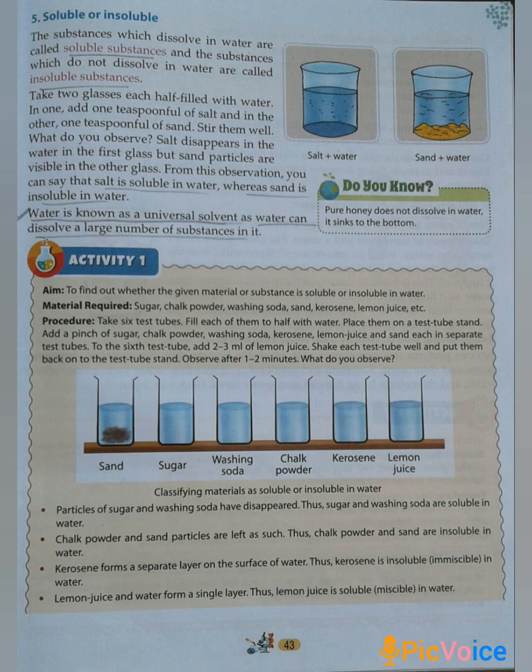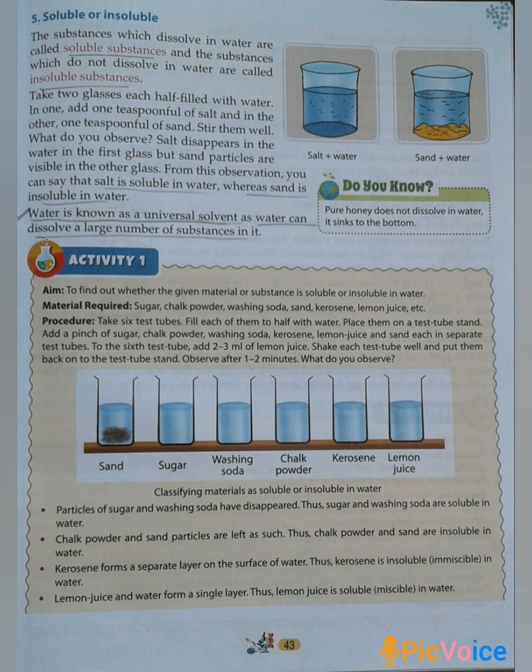Take two glasses each half filled with water. In one, add 1 teaspoon full of salt and in the other 1 teaspoon full of sand. Stir them well. What do you observe? Salt disappears in the water in the first glass but sand particles are visible in the other glass. From this observation, you can say that salt is soluble in water whereas sand is insoluble in water.